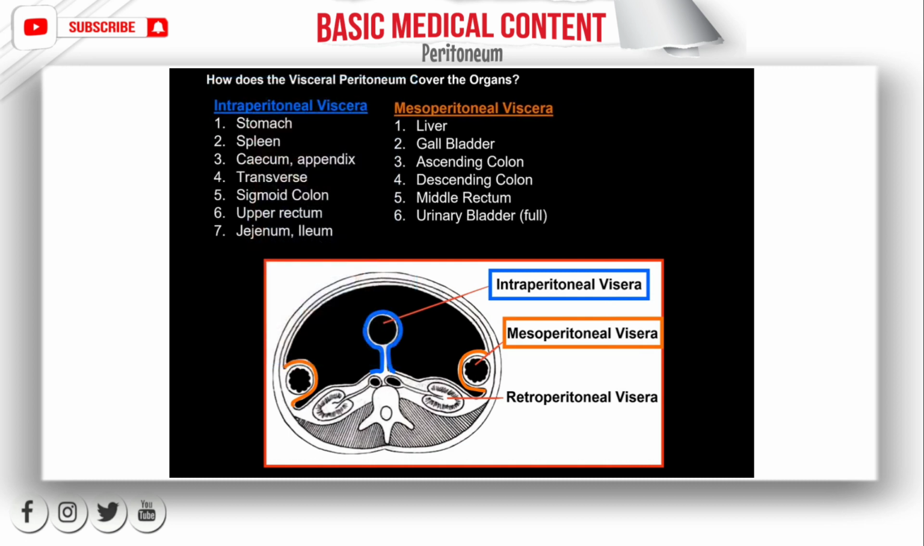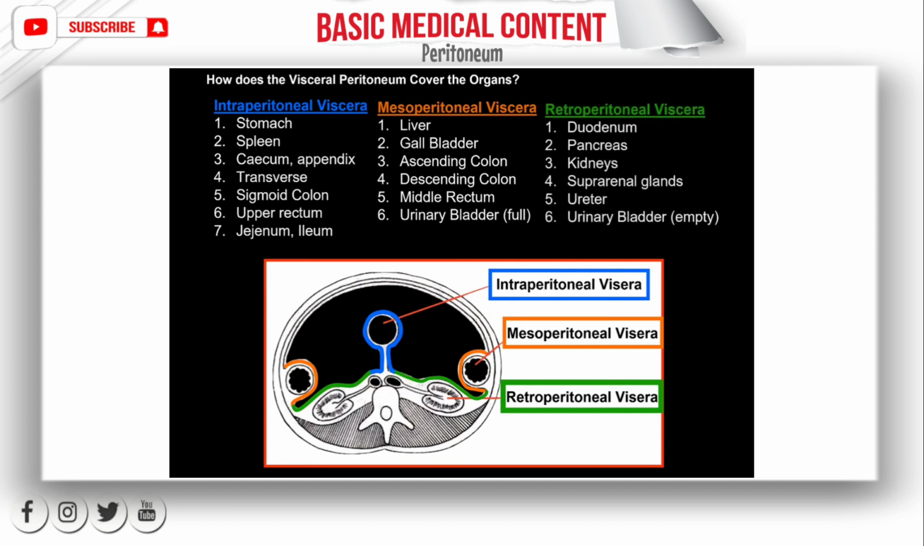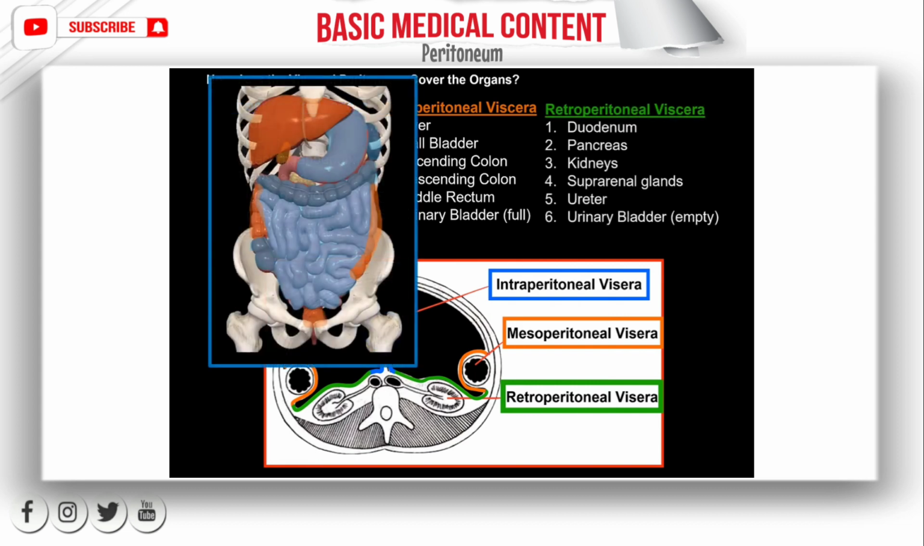And then we have the retroperitoneal organs. These organs are covered by the visceral peritoneum from only one side. And here I've listed all the organs that are covered by the peritoneum from one side. This includes the duodenum, the pancreas, the kidneys and their suprarenal glands. Then the ureter, and also the urinary bladder is covered by the visceral peritoneum from only one side when it's empty.